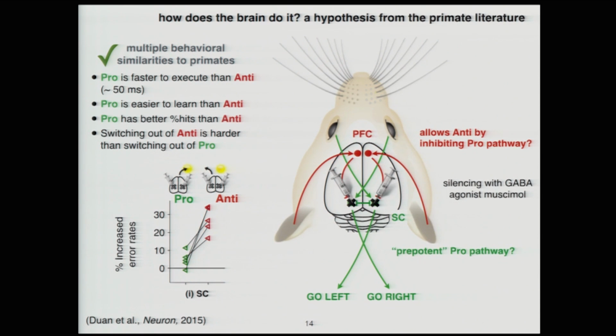And in contrast, there was a big increase in errors for the anti-trials. Completely not what we expected. So we've ended up doing a lot more work about the superior colliculus than we were thinking we would do.